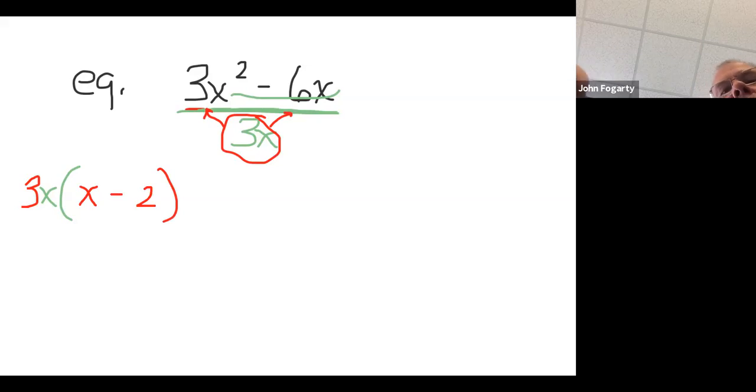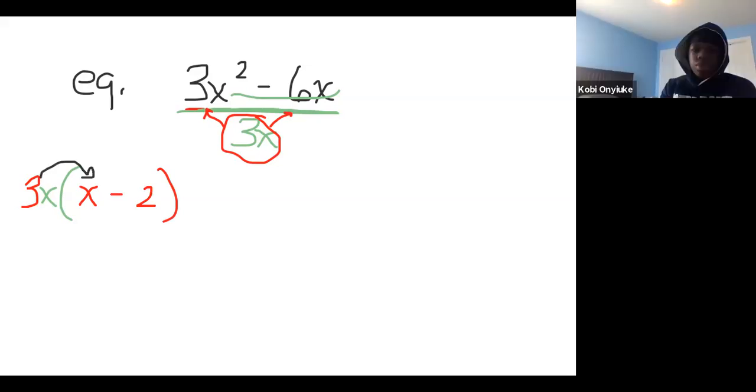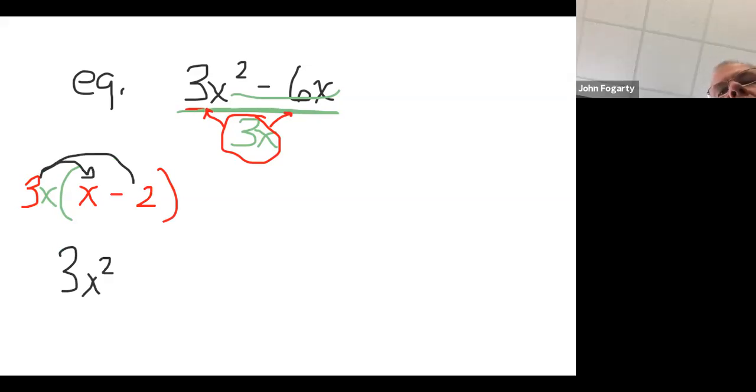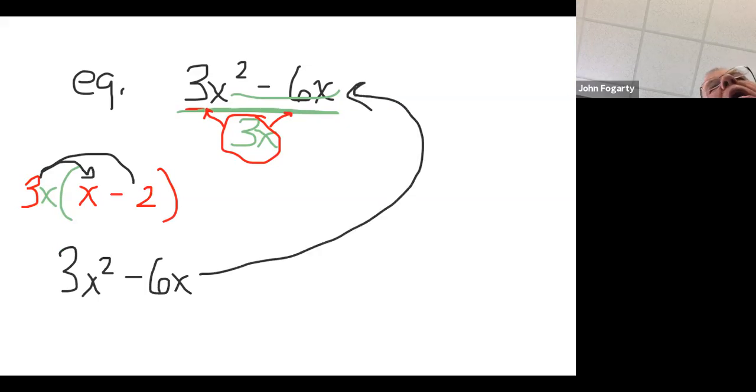And we can always check it. How? Just do the multiplication, and you should end up with what you started with. That's not brain surgery, right? All righty. Let's do another example.